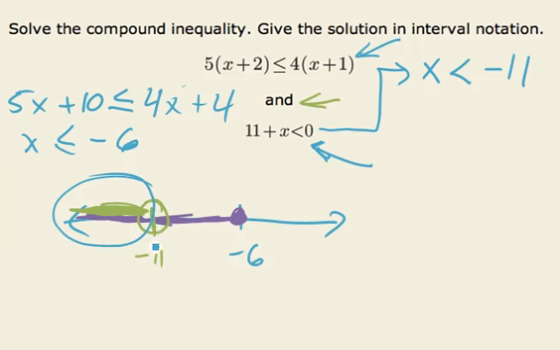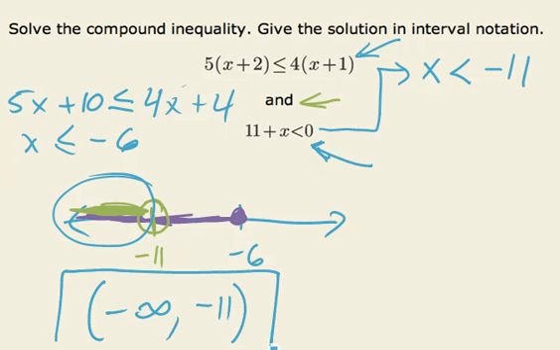So this and that give me this interval here from negative infinity all the way over on the left, negative infinity all the way up to negative 11. Do not get to include negative 11, never get to include positive or negative infinity. So here is the interval notation solution.